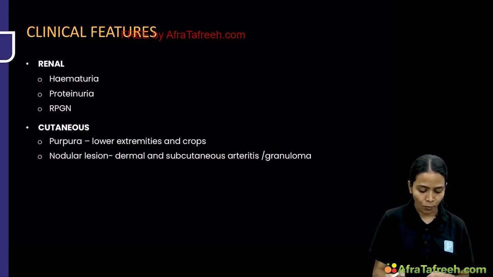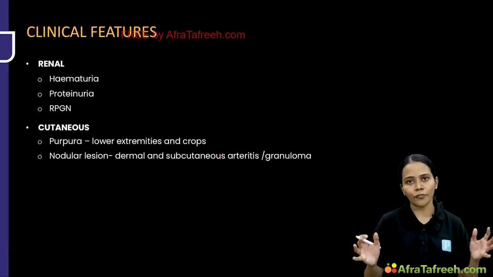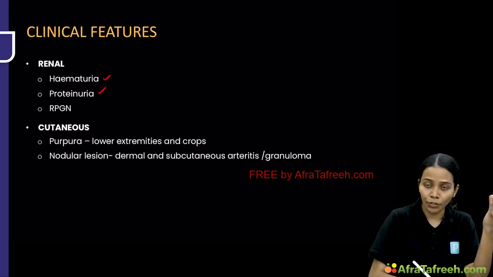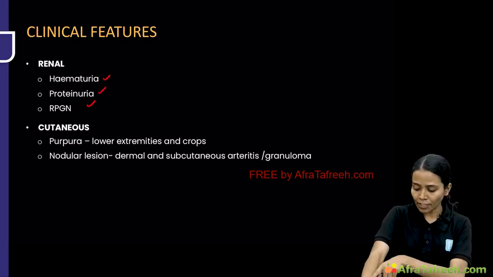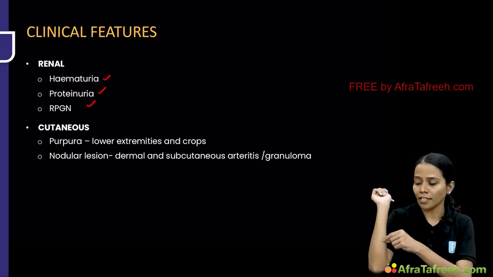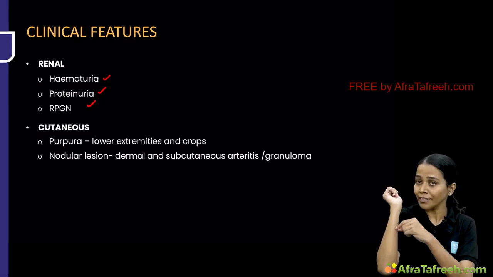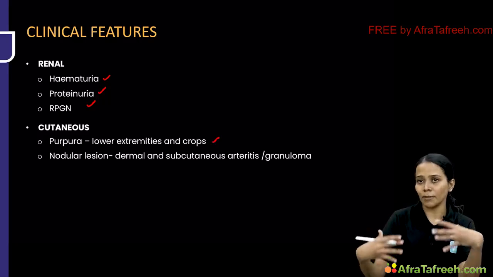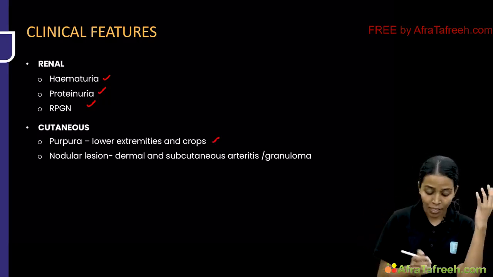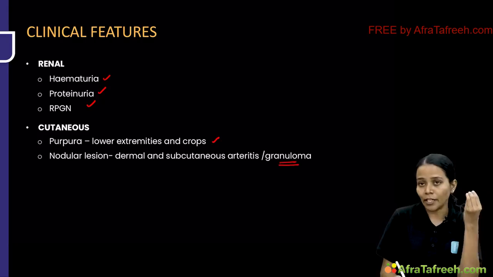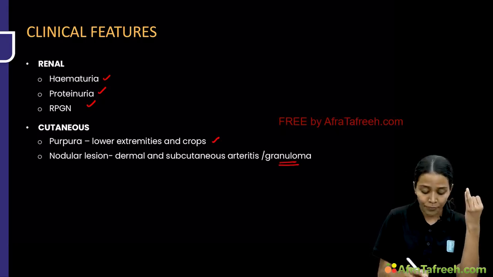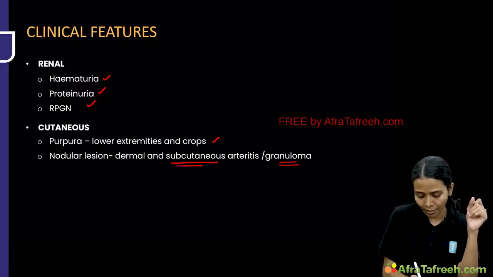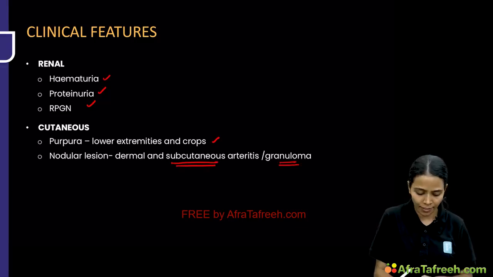Okay. Now, what are the features in each organ? What features can it cause? In the kidney, it will cause glomerulonephritis. So there can be hematuria, proteinuria, and RPGN. In the cutaneous, imagine the blood vessels in the cutaneous area are getting thrombosed or inflamed because of vasculitis. So there can be purpura. So these are mostly seen in the lower extremities and they appear in crops. Okay. In lesions forming granuloma like GPA and EGPA, there can be nodular lesions that are palpable in the dermal and the subcutaneous area because of dermal and subcutaneous arteritis.